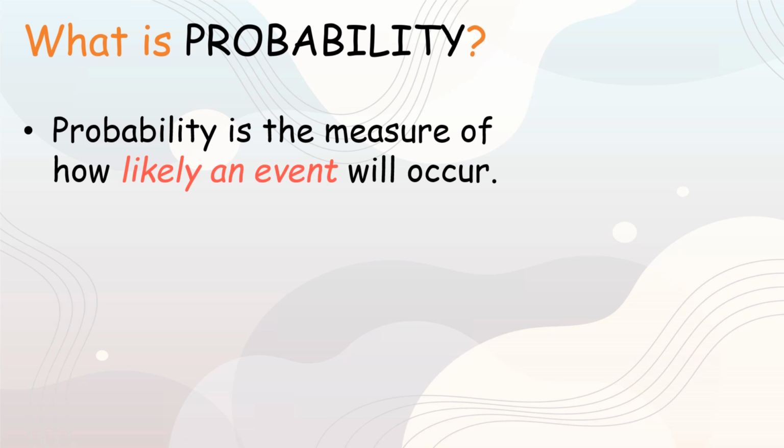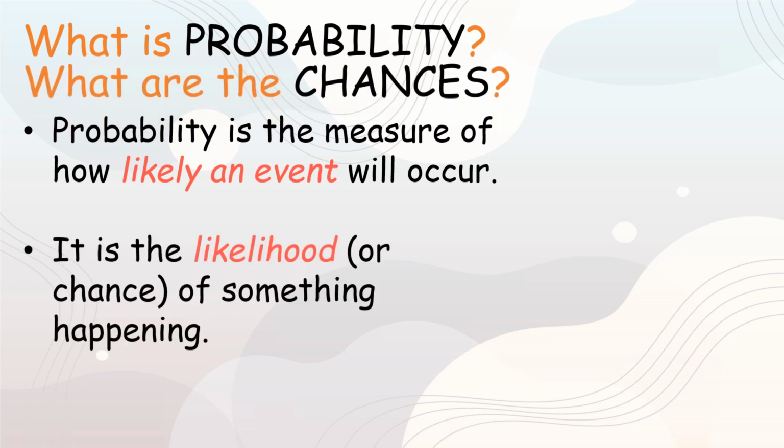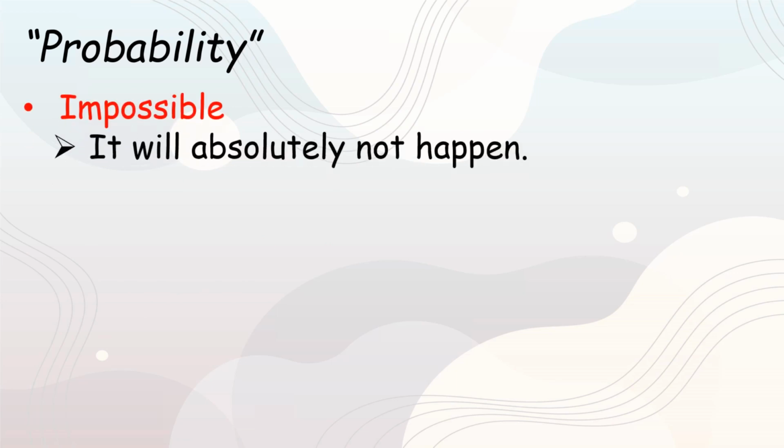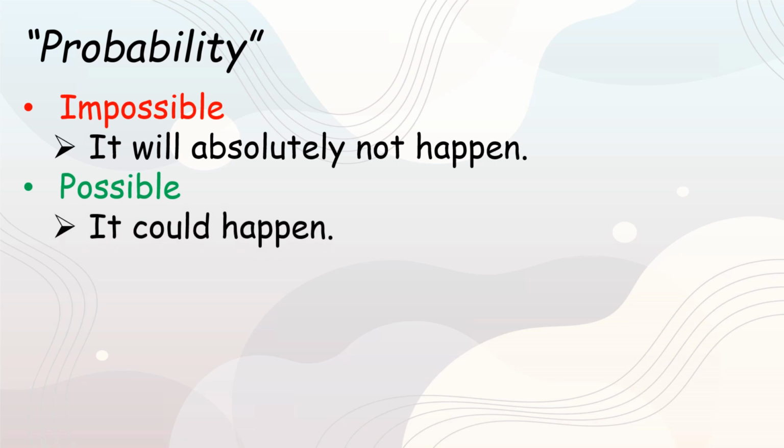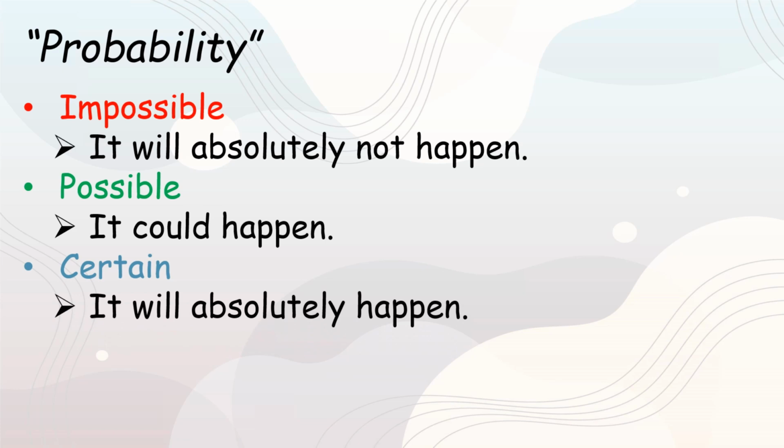Okay, so what is probability? Probability is the measure of how likely an event will occur. And what are the chances? It is the likelihood or chance of something happening. So we have probability and then we have impossible. When we say impossible, it will absolutely not happen. So hindi po mangyayari yon kasi impossible po siya. The other one is possible. So possible, it could happen. So posibleng mangyayari ito. And yung pangatlo natin, which is the third one, certain, no? It will absolutely happen. At mangyayari po talaga.